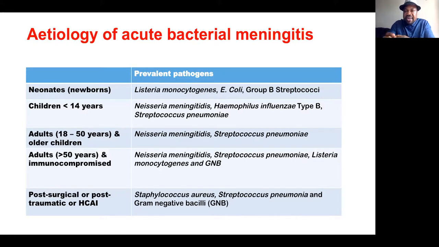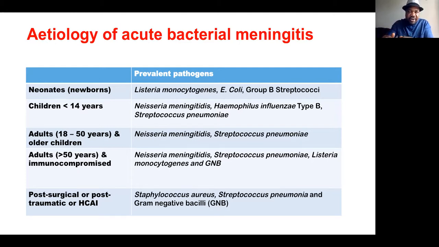So what are the etiological agents of acute bacterial meningitis? The etiological agents of acute bacterial meningitis usually depend on the age of the patient. When you're dealing with newborns or neonates, meaning below 28 days, the commonest causes can be Listeria monocytogenes, E. coli, that is Escherichia coli, and group B streptococcus. So if you suspect meningitis among neonates, think of those three pathogens: group B streptococcus, E. coli, and Listeria monocytogenes.